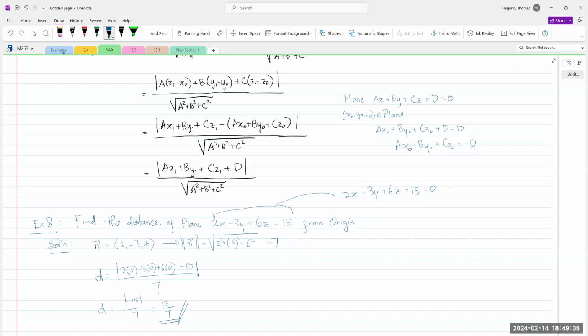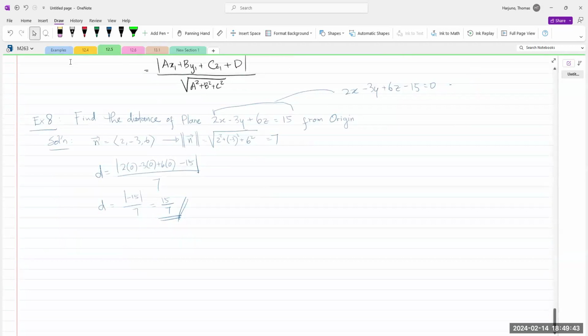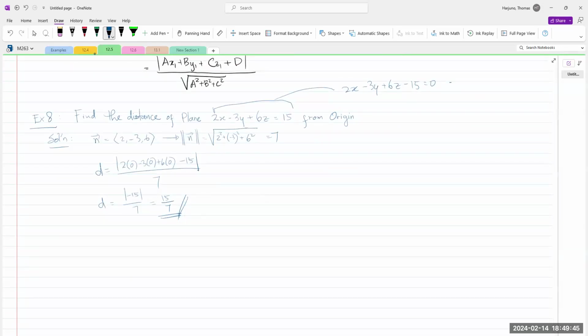Okay, now we have 15 more minutes. Let me do more problems that is not covered in our textbook lecture. For example, suppose I have 2 parallel planes and we want to find the distance between these 2 parallel planes.